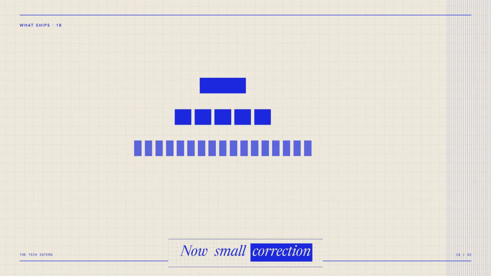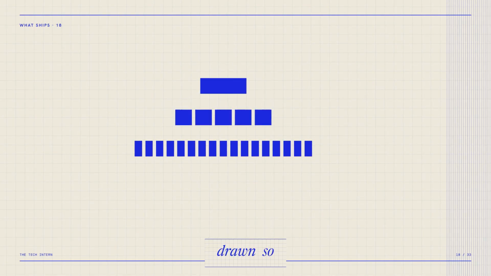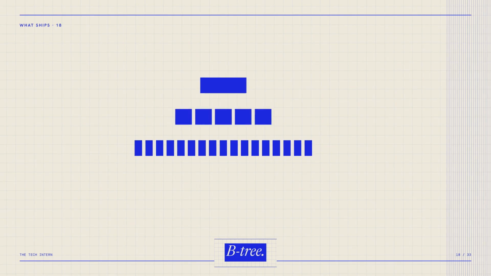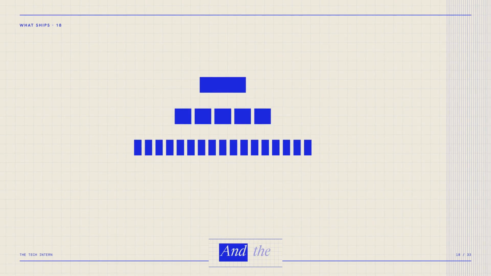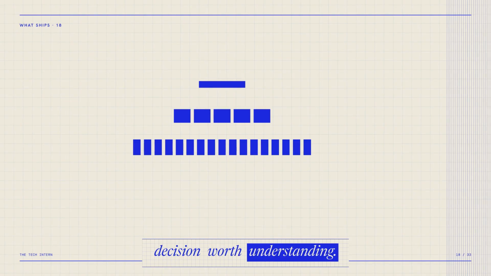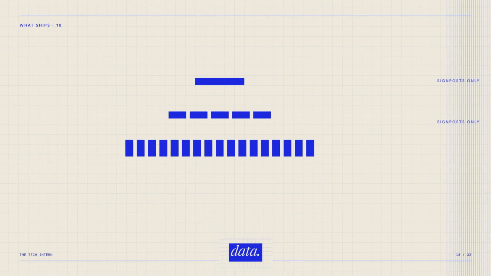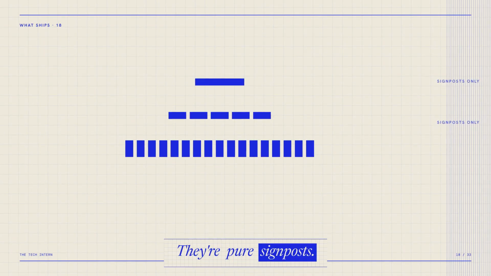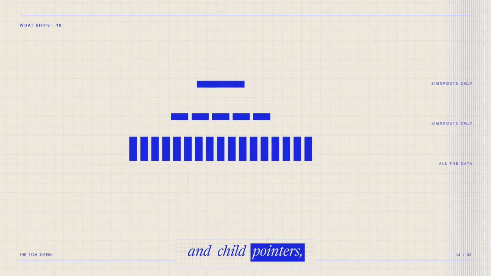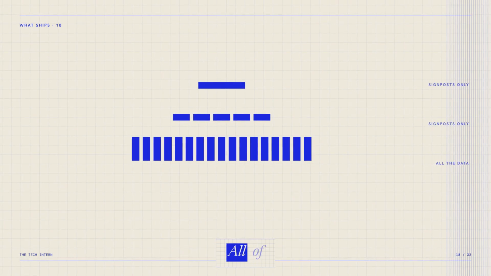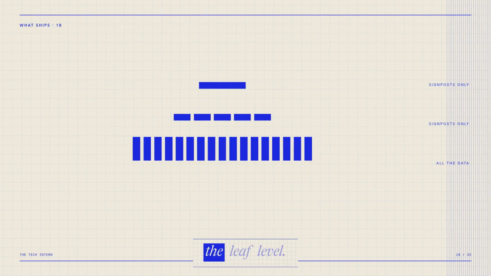Now, small correction to everything I've drawn so far. Because what Postgres, MySQL, SQL Server and Oracle actually ship isn't a textbook B tree. It's a B+Tree. And the difference is a design decision worth understanding. In a B+Tree, internal nodes hold no data. None. They're pure signposts. Keys and child pointers, nothing else. All of the actual row pointers live in the leaf level.